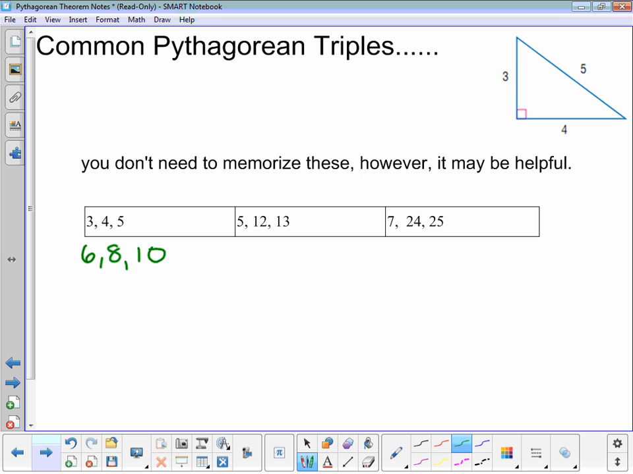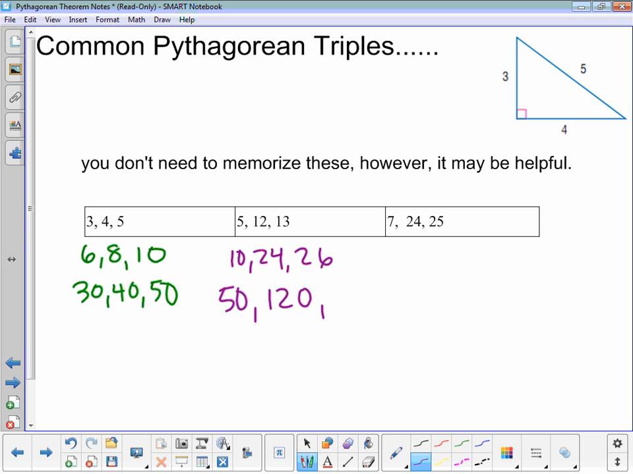Same thing if I keep going. Multiply them by 10: 30, 40, 50. Any multiple of 3, 4, and 5 is going to give you a Pythagorean triple. 5, 12, 13, that's the one we just worked with in number 4. Same thing here, I could double these: 10, 24, 26. And I know that that's going to be a Pythagorean triple. Same thing if I multiply them by 10 or any other number. 50, 120, and 130 will also be a Pythagorean triple.